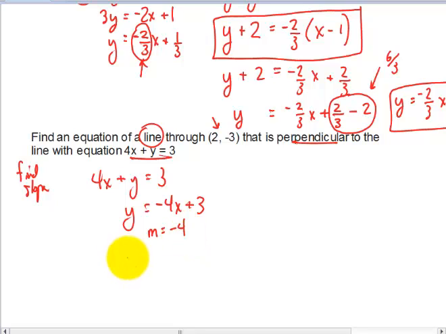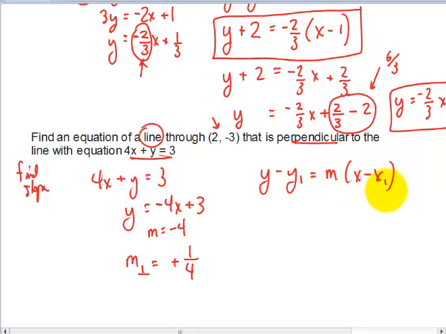But remember now, perpendicular slope is the opposite reciprocal. So opposite means positive if the slope before was negative, and reciprocal means to switch the 4 to a 1/4. We write out in point slope form, just like we did before. And that's going to be y minus -3. It'll be y plus 3 equals 1/4 times x minus 2.